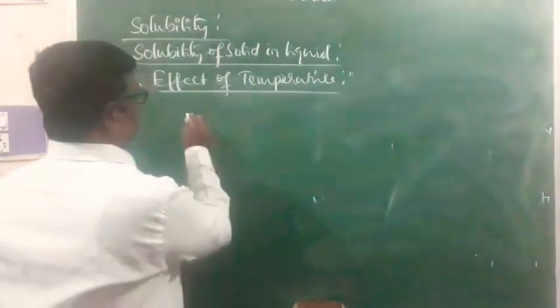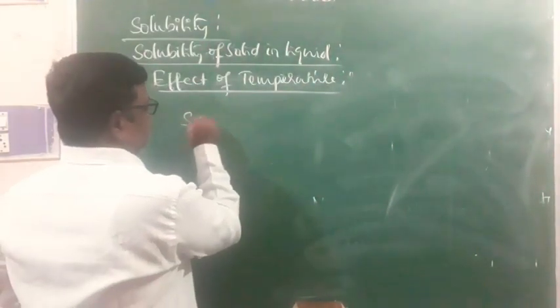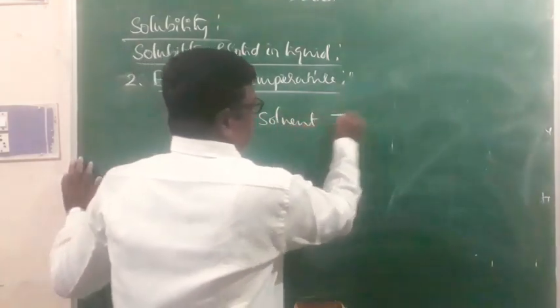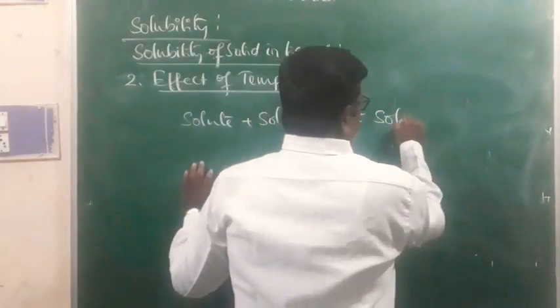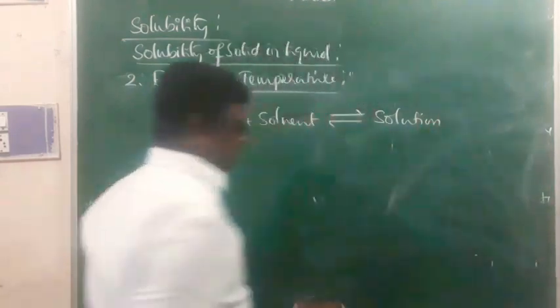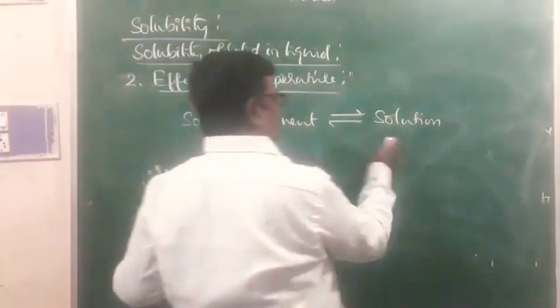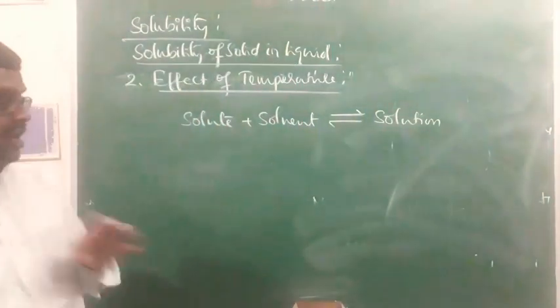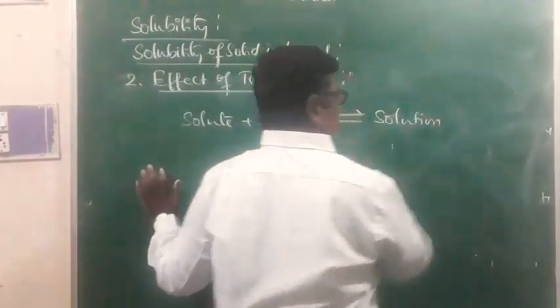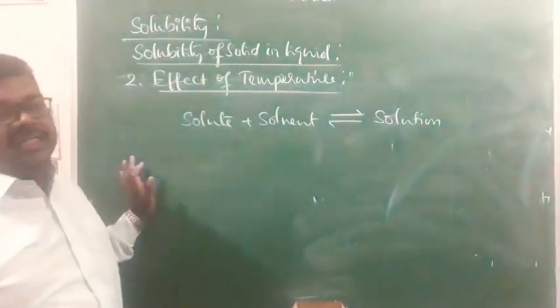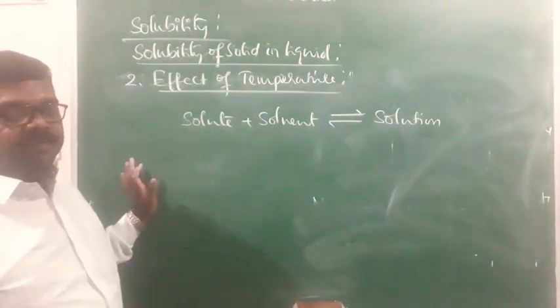For example, you already know there is an equilibrium when a solute dissolves in a solvent, that is between the solution and solute particles. The forward process is dissolution, the backward process is crystallization, right? In the forward process, solubility is favored and dissolution takes place. In the backward process, crystallization takes place, as I already said.